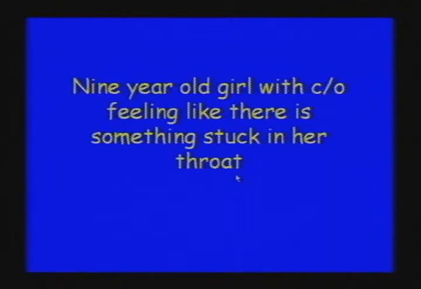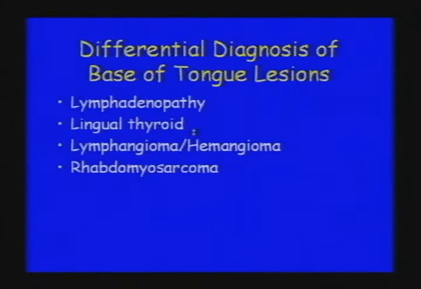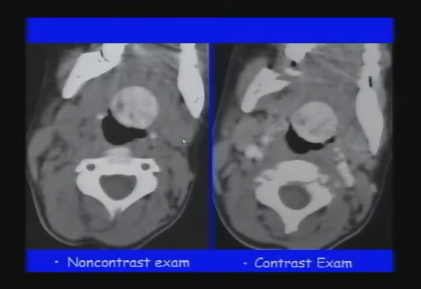Okay, the next case is a 9-year-old girl with a complaint of feeling like there's something stuck in her throat. And if we look at this lateral view of the airway, we can see that there's a large soft tissue prominence in the region of the base of the tongue, and here's the epiglottis right here. Here's aryepiglottic folds and vallecula, piriform sinuses. So there's a soft tissue mass, and there's a differential for base of the tongue soft tissue masses that includes lymphadenopathy, lingual thyroids, vascular malformations, and rhabdomyosarcoma.